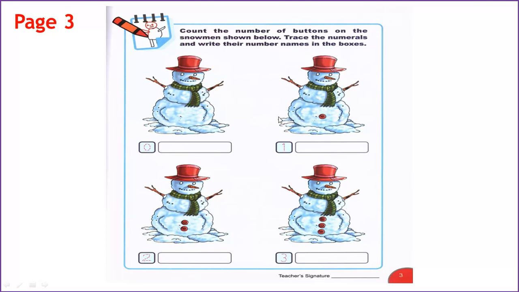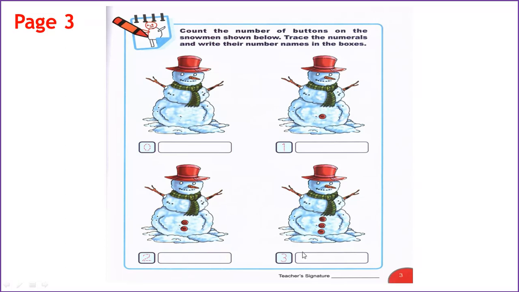Yes, dear student, in this question you have to count the number of buttons and then you have to trace the numerals. They are the numerals, okay? They are also called digits. And you have to write the names of these digits in these boxes, okay? First, where are the buttons? We have to find where are the buttons. Can you see a button here?